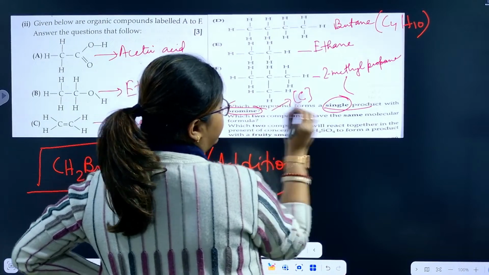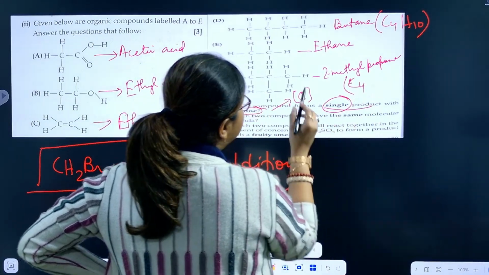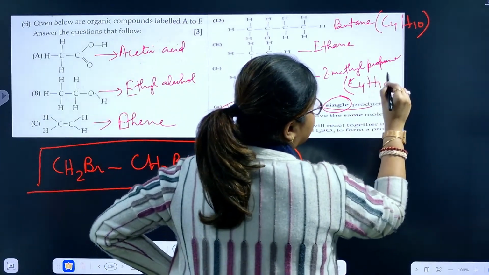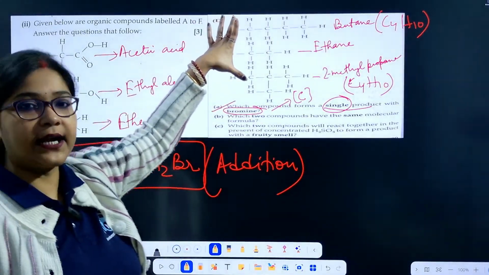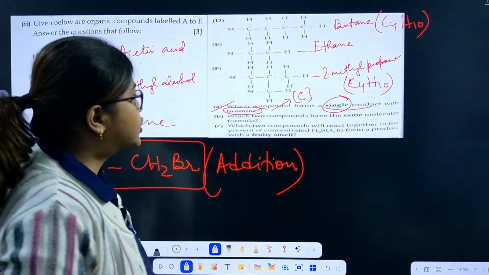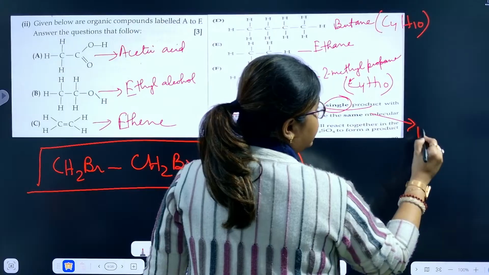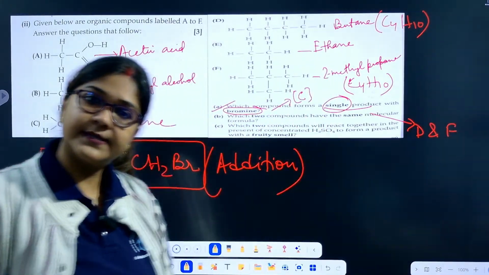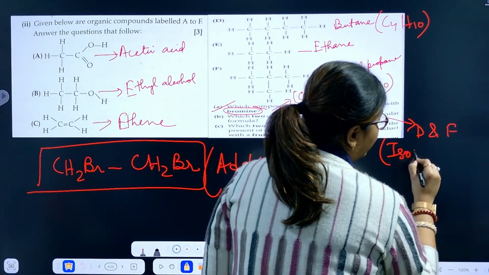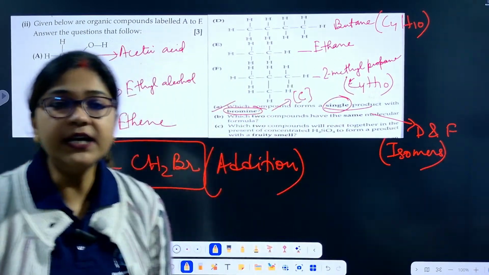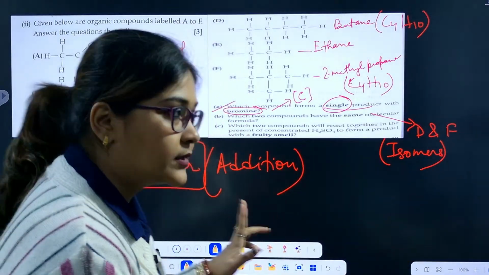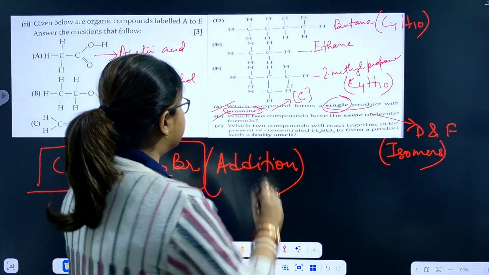You have 4 carbons, C4, and 10 hydrogens. So you see, structurally they are different, but the molecular formula is the same. So the answer will be D and F. Okay. And D and F therefore are isomers. They have the same molecular formula but different structural formula. Clear? Next is question B.